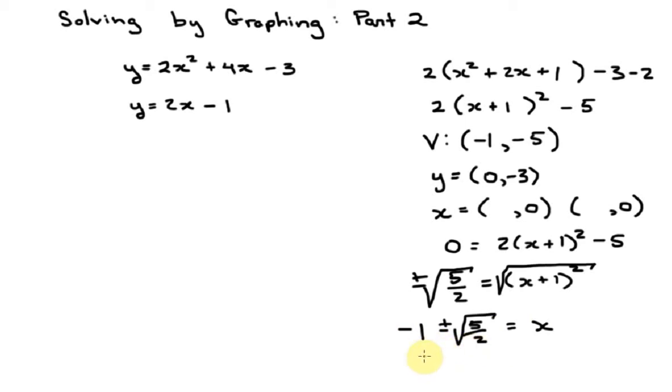Now I went ahead and did that on the calculator. If I went negative 1 plus the square root of 5 halves, I got 0.58, or maybe I just even round it to 0.6. And if I went negative 1 minus the square root of 5 halves, I got negative 2.6. Okay? Now that's everything I need to make a pretty good graph.